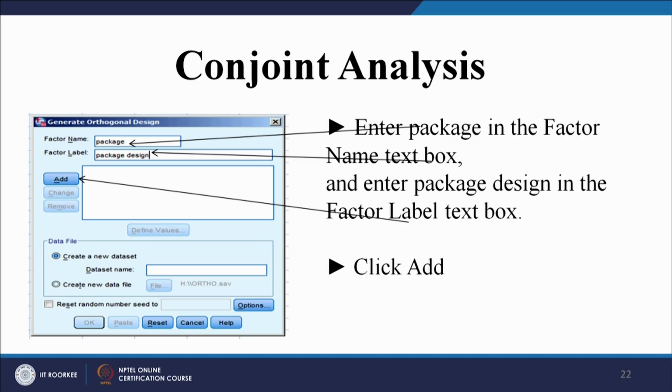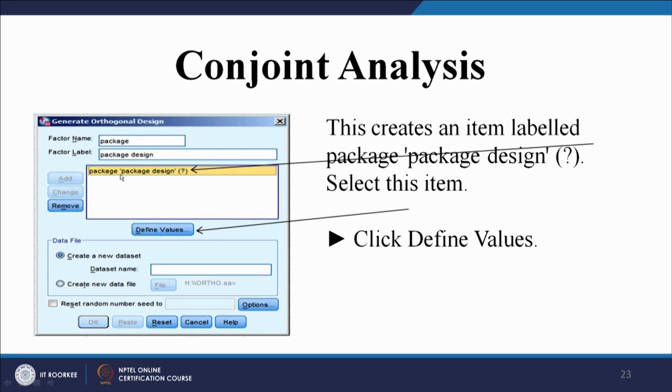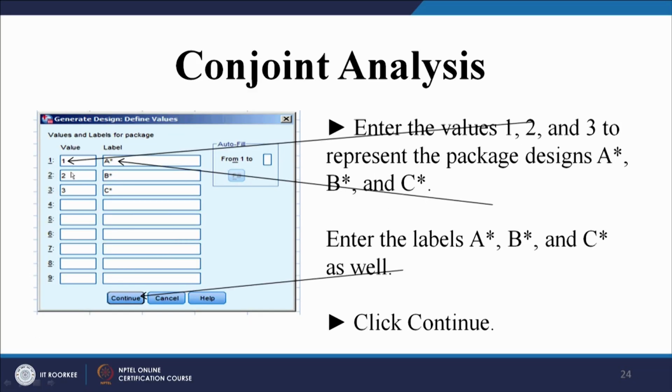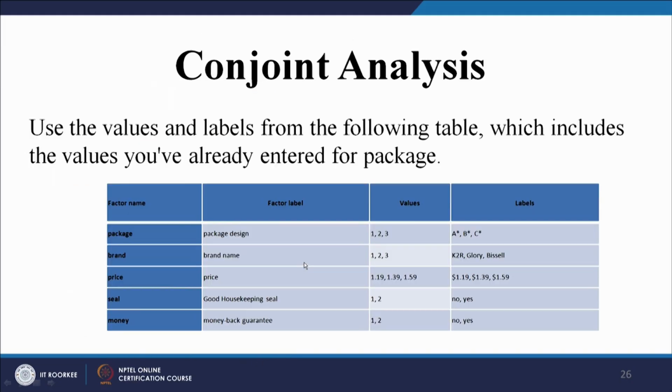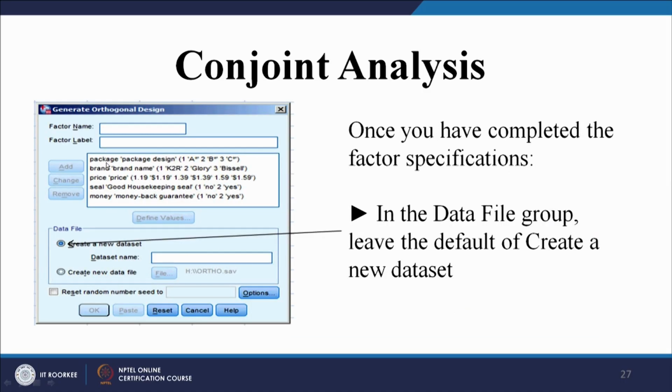Suppose for the package, the label of the package is package design, you name it, and start adding. So, how does it look? Package design creates an item labeled package design, select this item, and define the values here. Let us say 1 is A, 2 is B, 3 is C. Similarly, you can do it for the other factors also, remaining factors like brand, price, seal and money. This is how it will look like. Finally, if you can see this space, this is how it will look like.